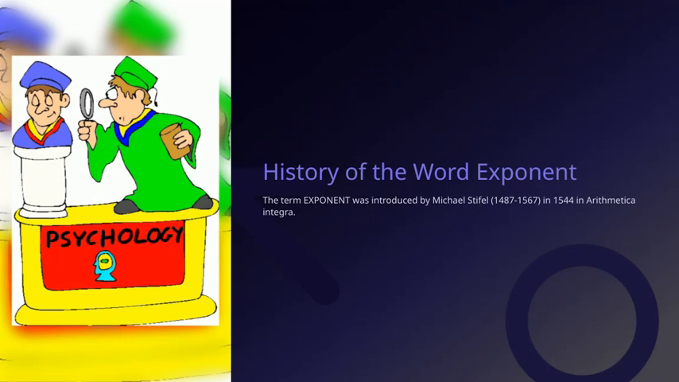Let's take a moment to explore the history behind the word exponent. The term was first introduced by the mathematician Michael Stifel, who lived from 1487 to 1567. He used it in his work called Arithmetica Integra, published back in 1544. This was a significant development because it helped formalize the way we talk about powers and repeated multiplication. Understanding this historical context really highlights how the language of mathematics has evolved over time and how important terminology like exponent has become in our mathematical vocabulary. It's fascinating to see how a single term can shape the way we think about and work with mathematical concepts today.